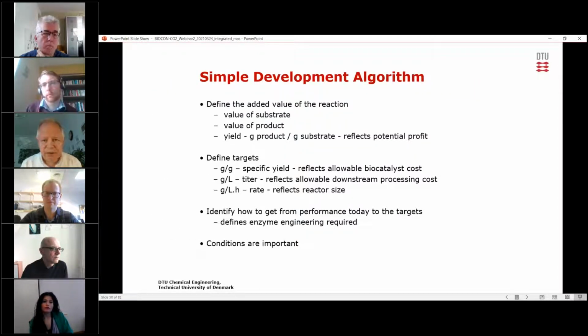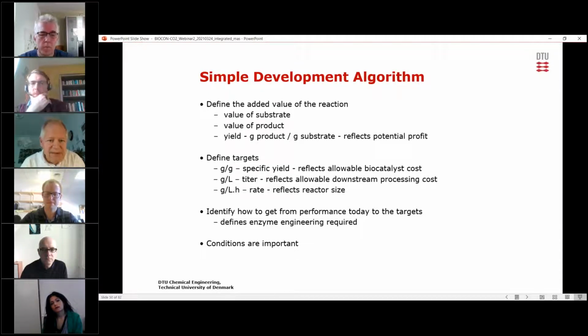So a simple algorithm could look something like this. We define the added value of the reaction based on the value of the substrate and the value of the product. Obviously, the product has to have a higher value than the substrate. I think for CO2, that's not hard to do. But then we also need to think about the yield as well, so how many grams of product we get per gram of substrate. And this in the end will reflect the potential profit we can get from our process, or if you like, how much money we can put into the downstream processing and the other aspects of the conversion.